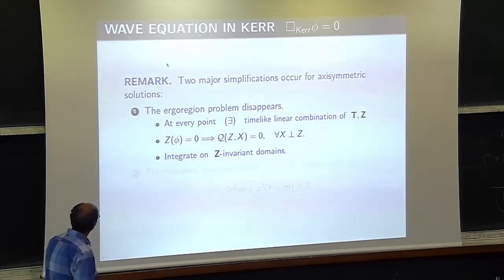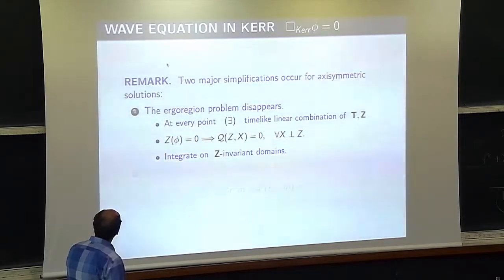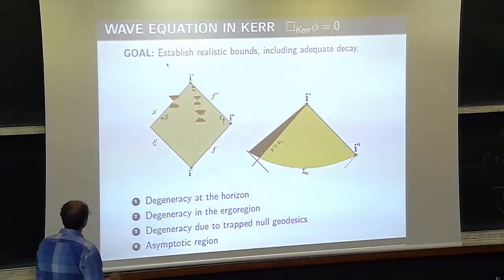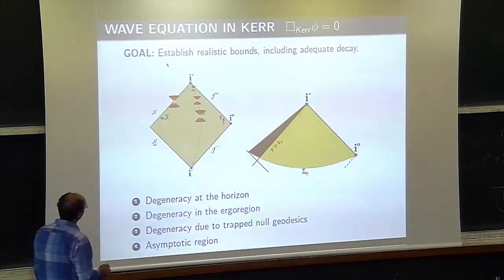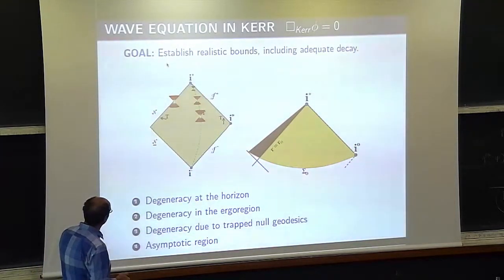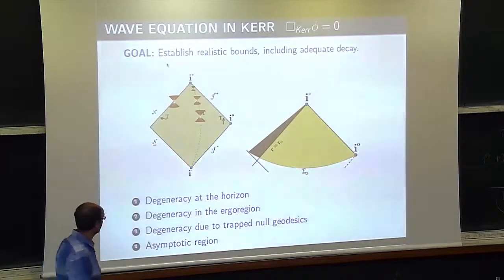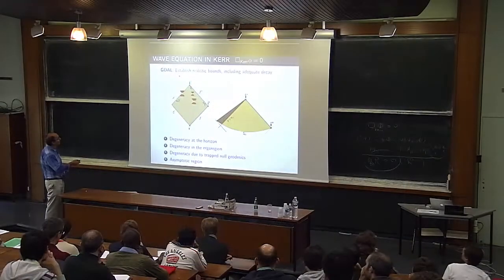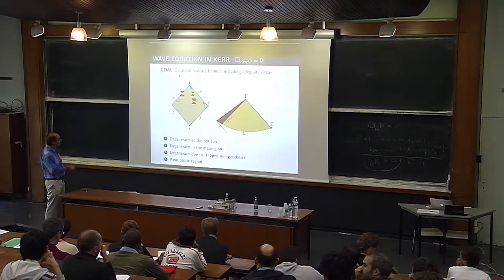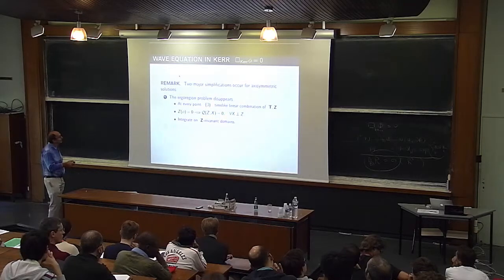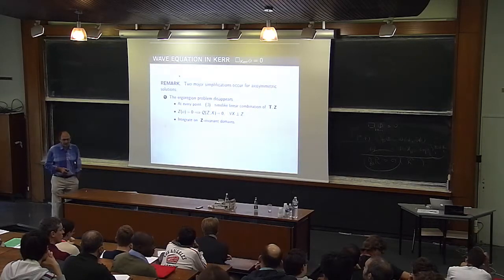I mean, sorry, what am I saying? I'm still at this simplified linearization. But I want to look at the simplifications which are obtained when you assume that phi is also axisymmetric. So remember that everything we do is in the context of axisymmetry. So it makes sense to compare with the results known here in the axisymmetric case. So the remark is that if phi is axisymmetric, there are two major simplifications.